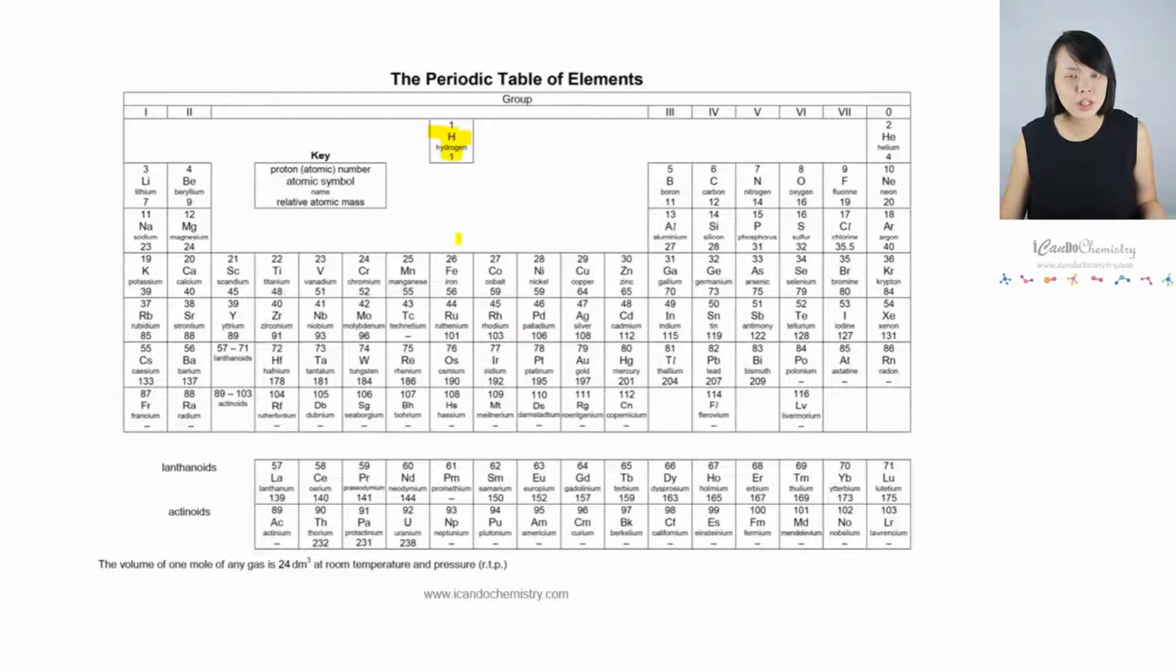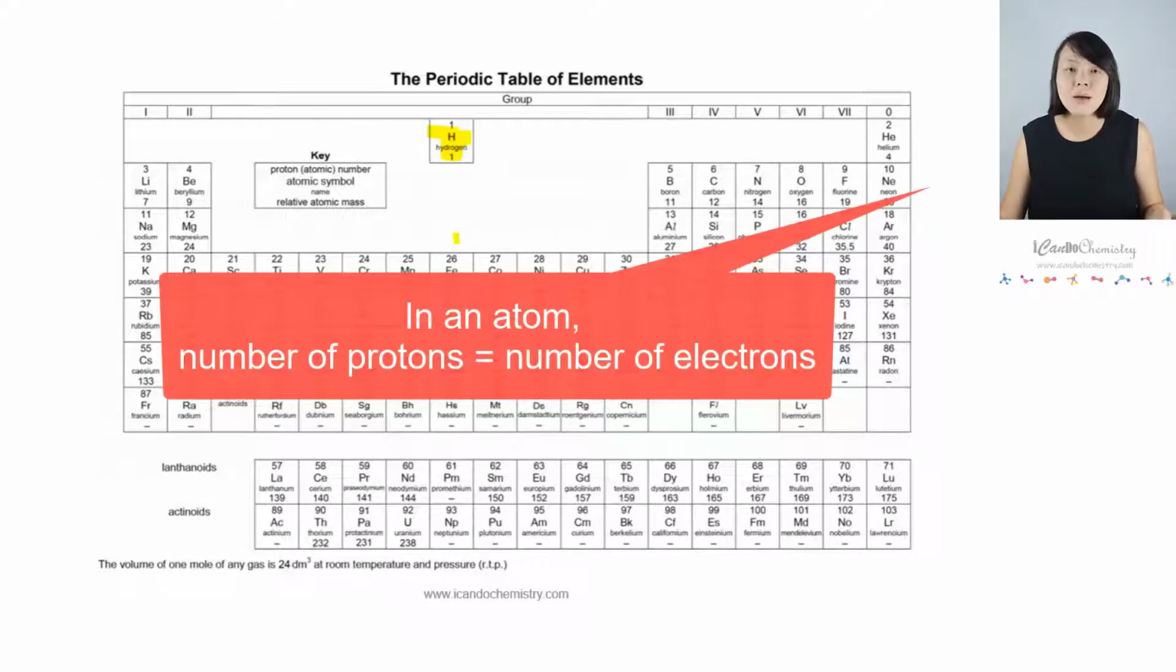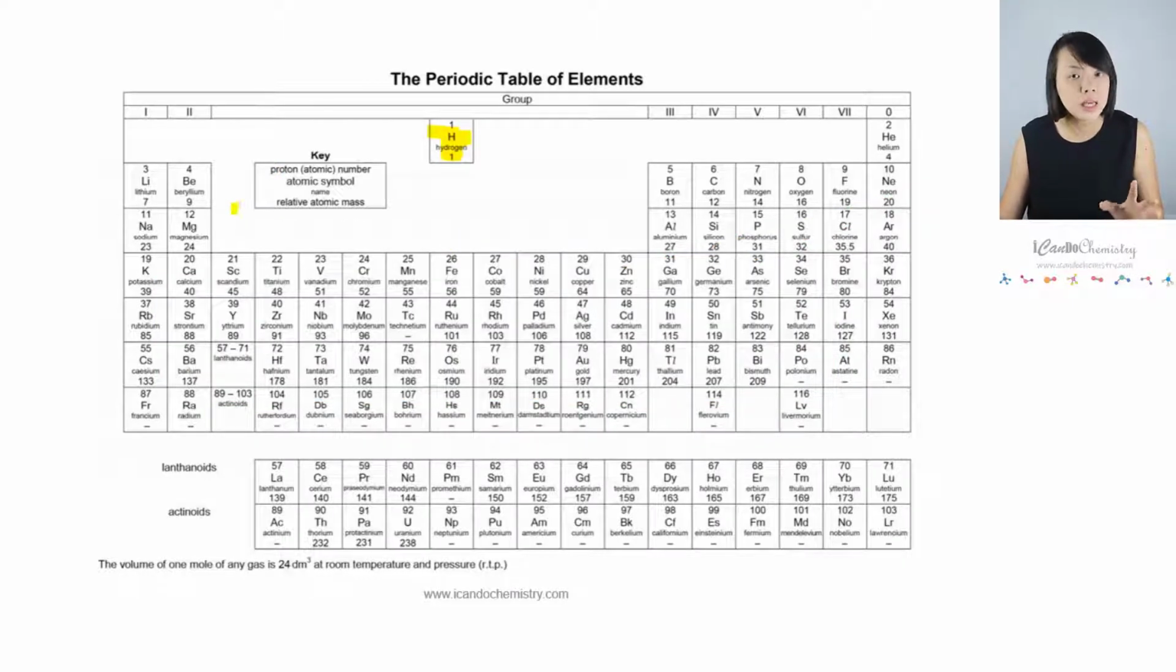Now back to our atomic structure, we know that in an atom, the number of protons and electrons must be the same. In the periodic table that you have in the exam, you can just refer to the key to know what each of the numbers represents. The top number is the proton number, or we can say the atomic number, which means it is the number of protons.